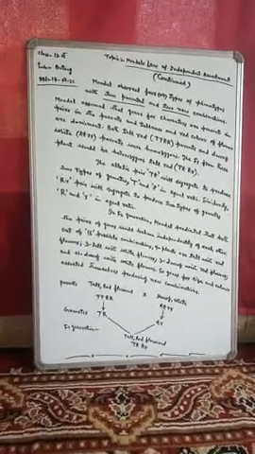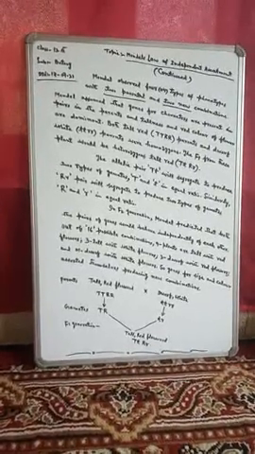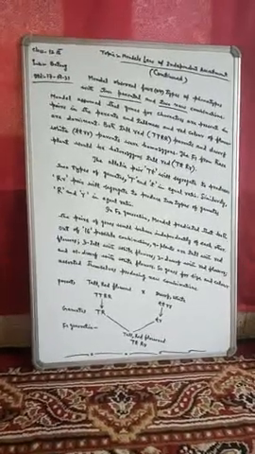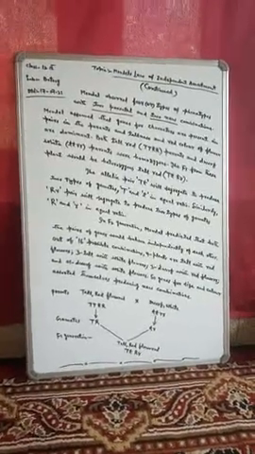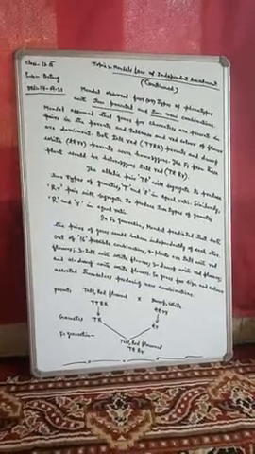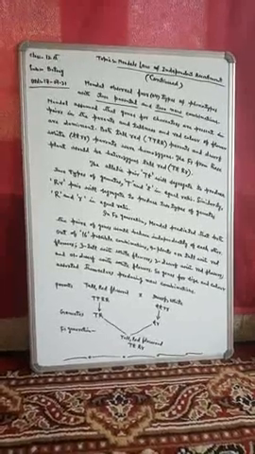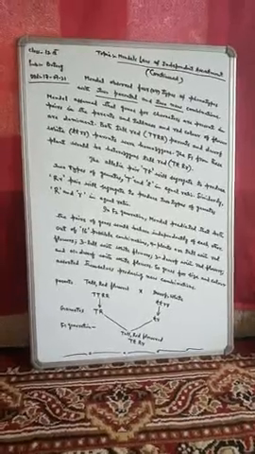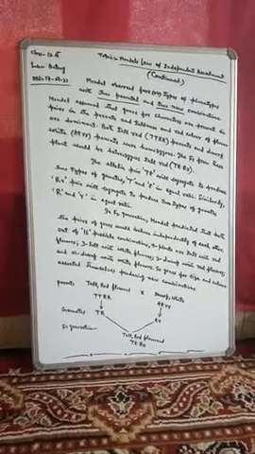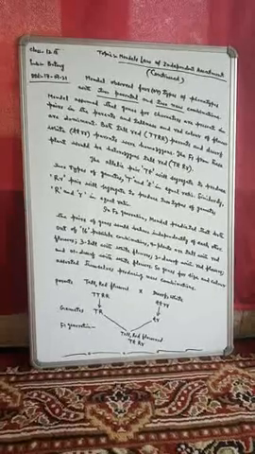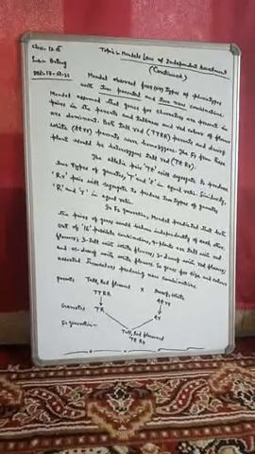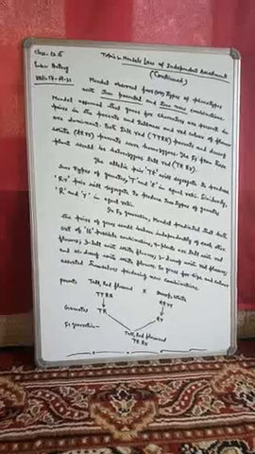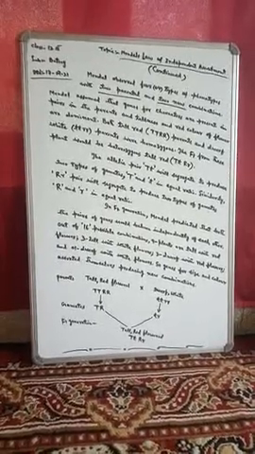Now, first of all, we will start here that Mendel observed four types of phenotypes with two parental and two new combinations. This we have seen in our previous lecture, that Mendel observed four types of phenotypes in which two were the parental combinations and the two were the new combinations.